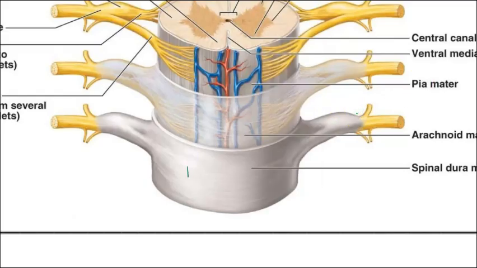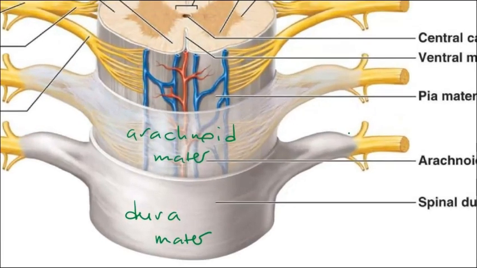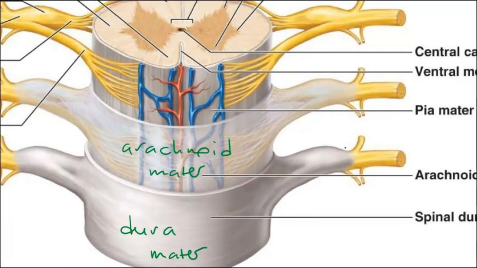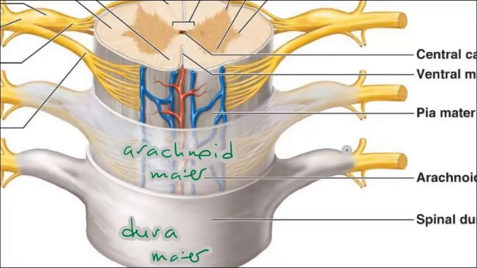This is dura mater, the outermost layer. Then we go with arachnoid matter. Now the space between arachnoid and dura mater is subdural space. This gray stuff is pia mater.